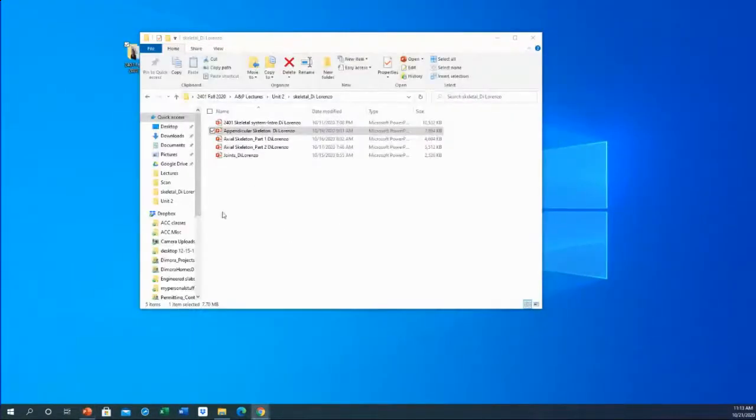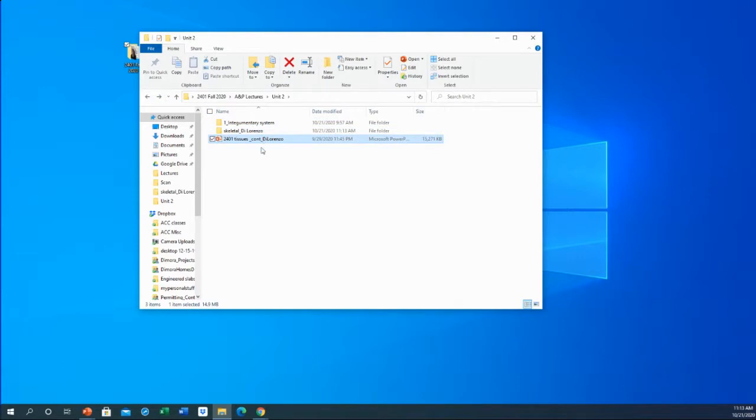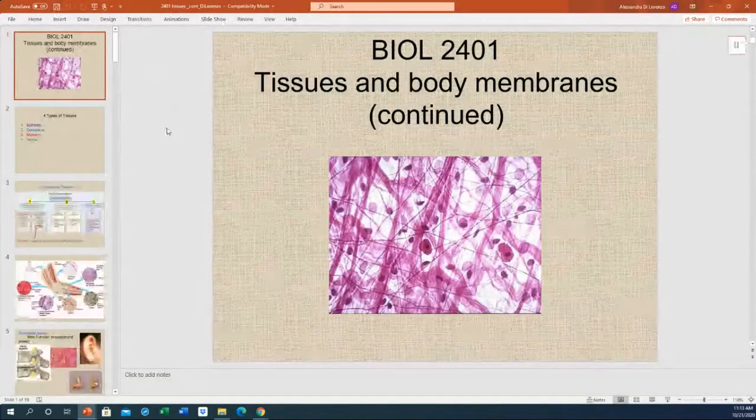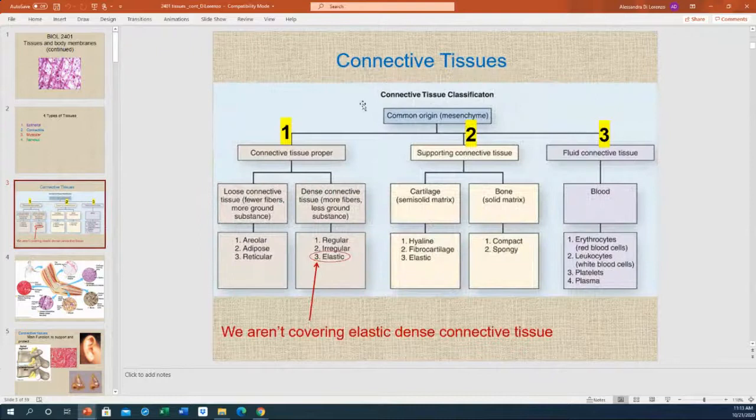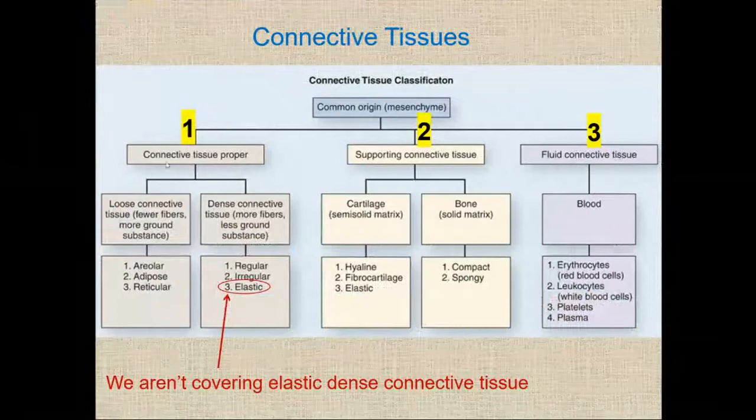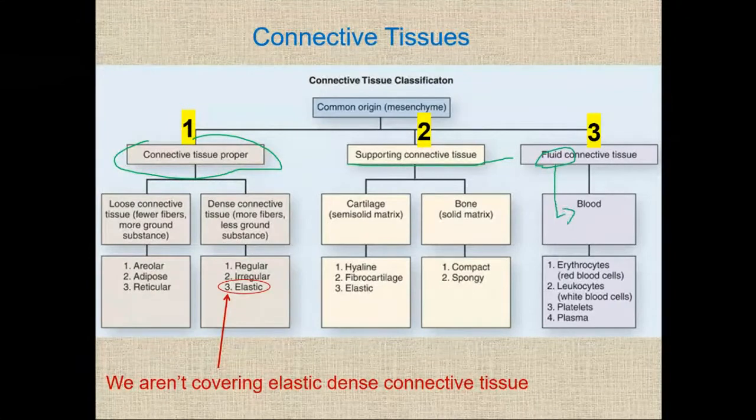All right, so I'm done with this, and now I'm going to start opening all the lectures, starting from tissues. Remember that we couldn't finish the tissues in our unit one. So this is going to be part of the test, all right? So we talked about connective tissues, and there are three major types of connective tissues. There is the connective tissue proper, there is supporting connective tissue, and then there is the fluid. What's the fluid one? It's blood, okay?